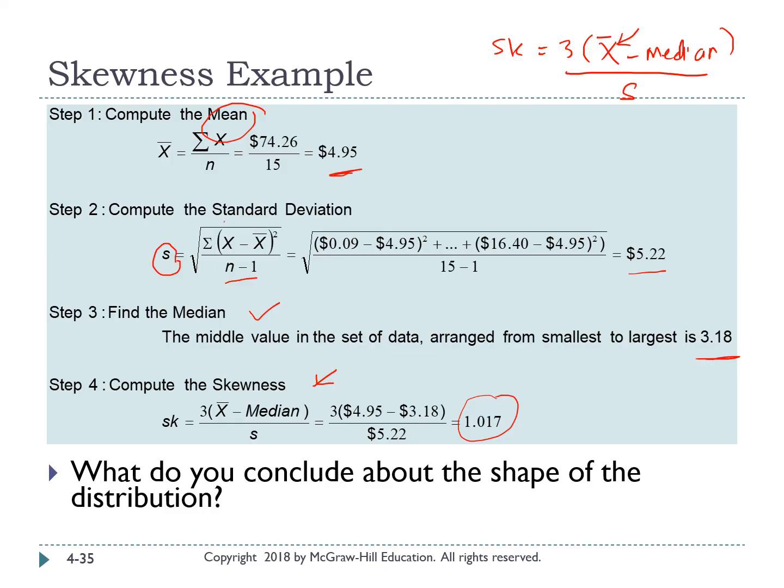Okay, so the second question: what do you conclude about the shape of the distribution? Is it symmetric? Is it non-symmetric? Is it positively skewed or negatively skewed? So how can you interpret this? You can say this shape of distribution indicates moderate positive skewness in the earnings per share. You have 1.017, which is a positive value, so you have a positive skewness. If let's say this is negative 1, you can say you have a negative skewness. If you got 0.01, you can say that you have a symmetrical distribution. Okay.